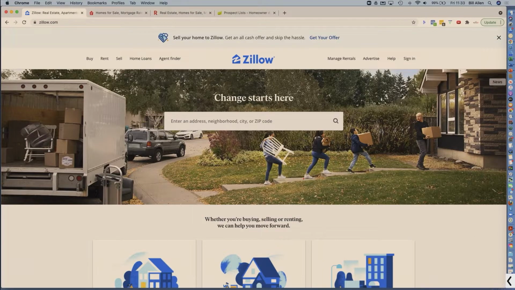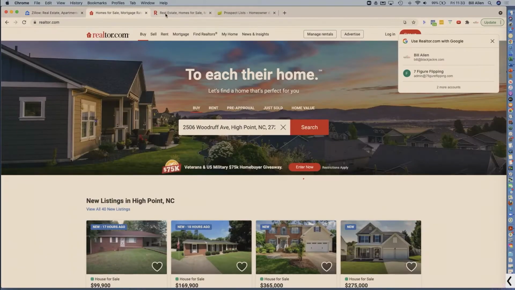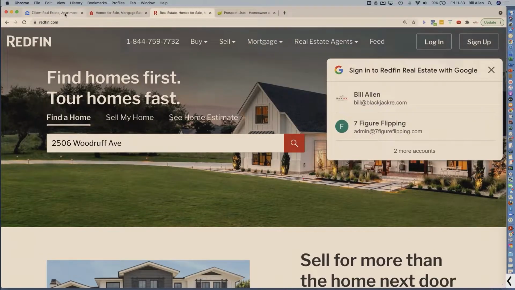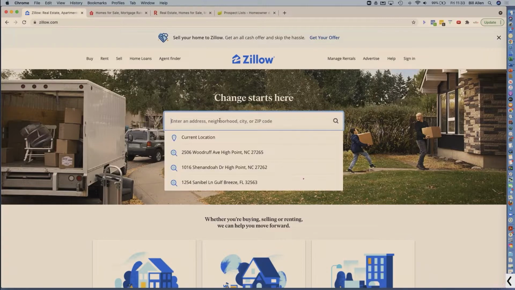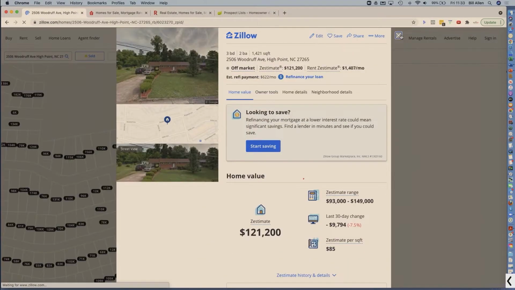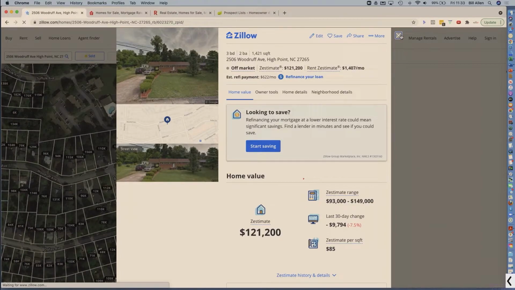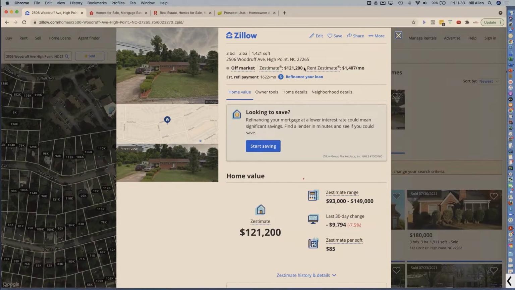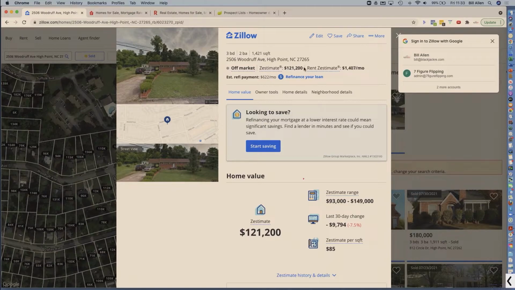So what I did was I have Zillow, I have Redfin, and Realtor.com. So the first thing that I would do typically, and I searched it this morning, I searched a couple properties to understand this, is 2506 Woodruff Avenue. So here's my Zestimate. So right here, I've got a Zestimate, and I've got a rent estimate here too.